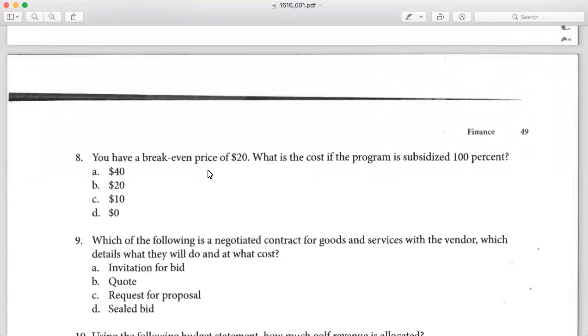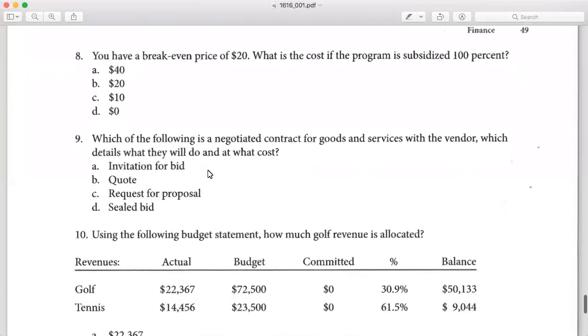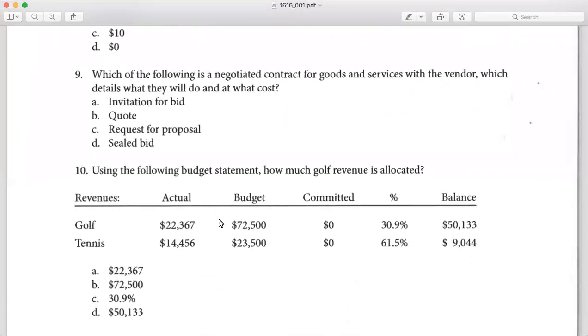And then the last question for the day. This is going to be a good one. Usually in the following budget statement, how much golf revenue is allocated? All right, everybody has to guess. All right. It is B. Very good.